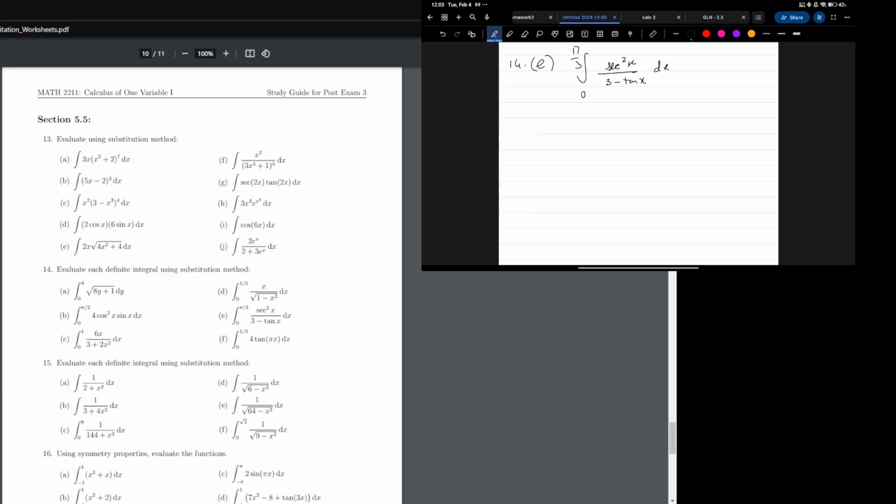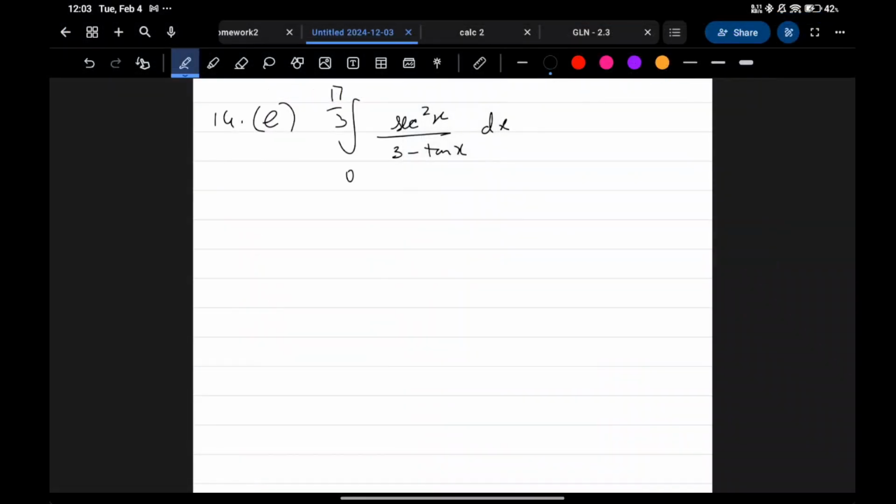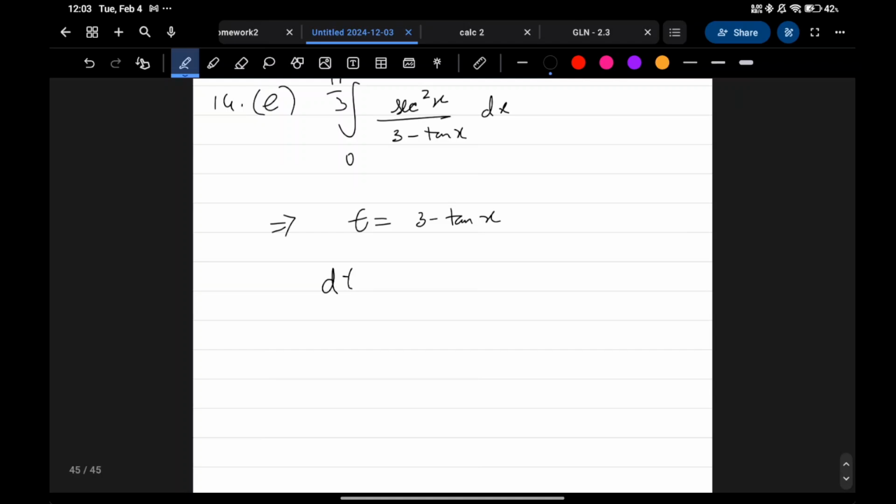Okay, good. You can see my screen. Let me quickly change it to my tablet so you can see my screen better. All right, now. So, you said that let's take t equals 3 minus tan x. So the next step is to differentiate it. dt equals, the constant changes to 0, and tan x changes to secant square x. It becomes negative secant square x dx.